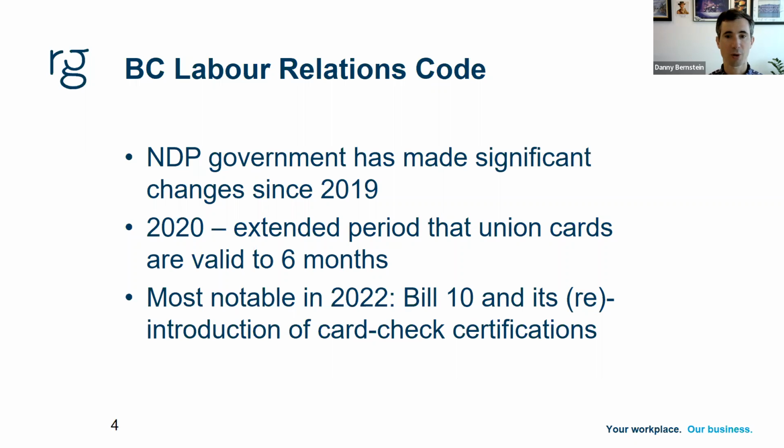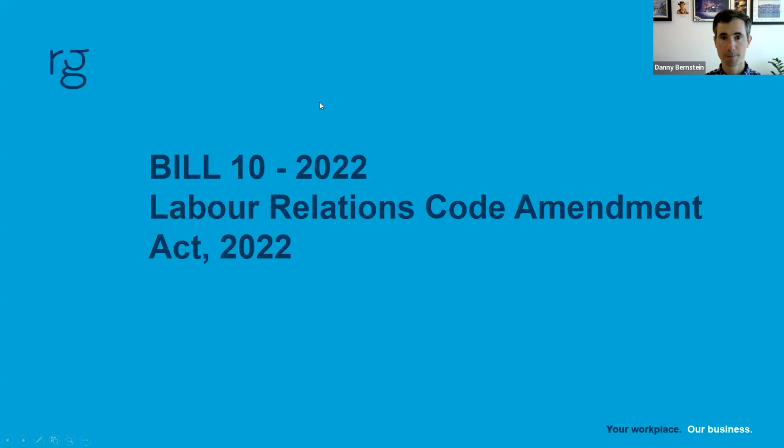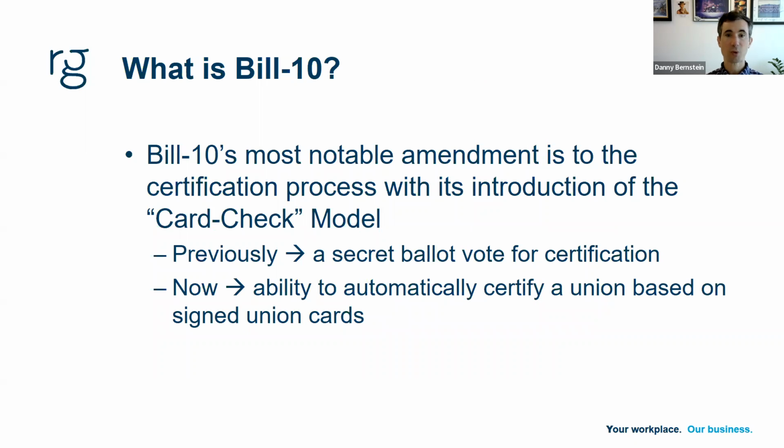And then most notably now in June, after a lot of discussion, what's called Bill 10 was introduced. It made several amendments to the labor code, some to the construction industry. Most, for today's purposes, what we're focusing on is what's called card check certifications. So what does card check certification mean? This is the name of the recent amendment, just for everyone's reference there. So what is it? What did it do?